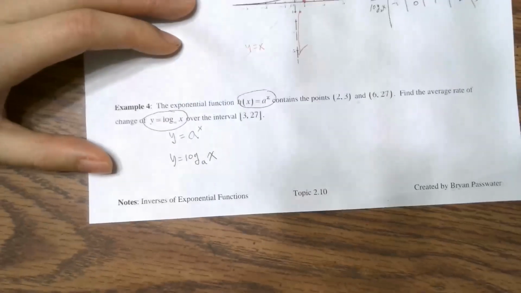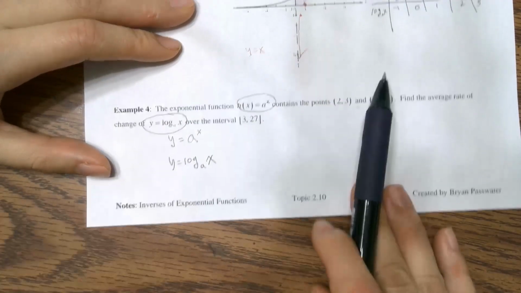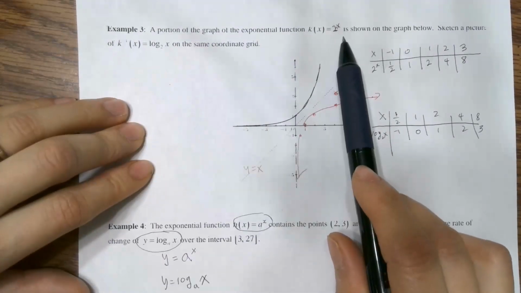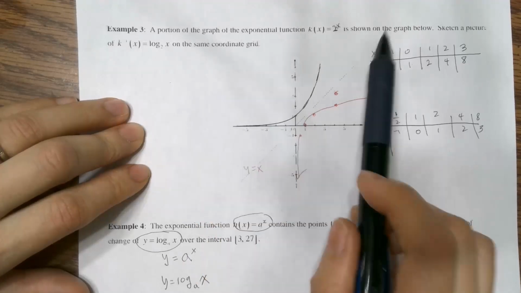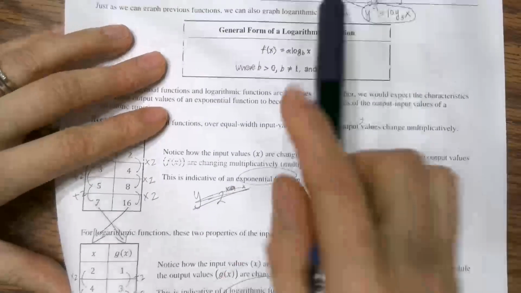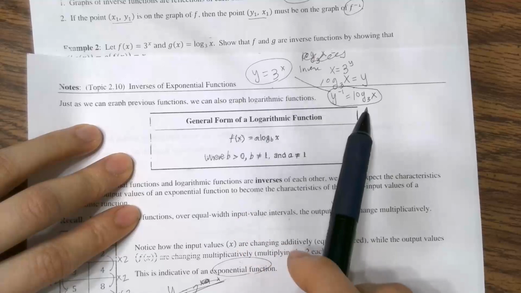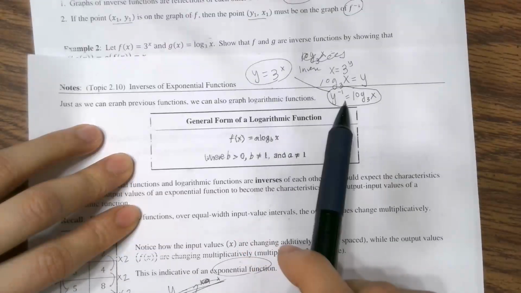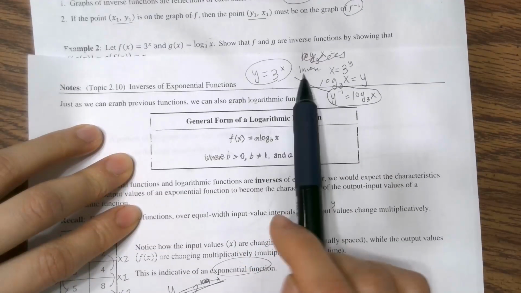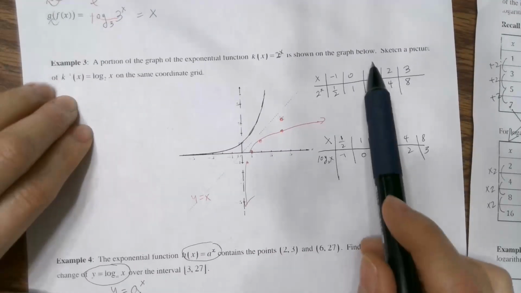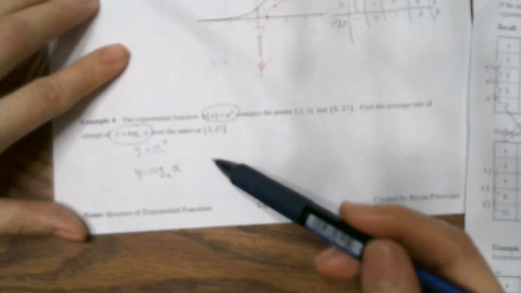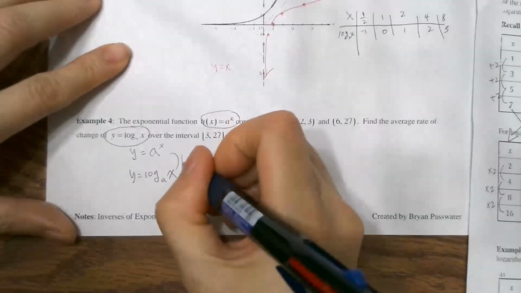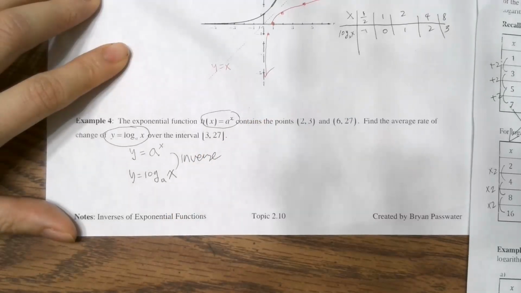Well, let me give you a hint. Look at the top problem. 2 to the x, log base 2 of x. What were those two? Well, 3 to the x power, log base 3 of x. What were these two? Do you know how to read? What does it say? Inverse. So they are inverse of one another. Yay.